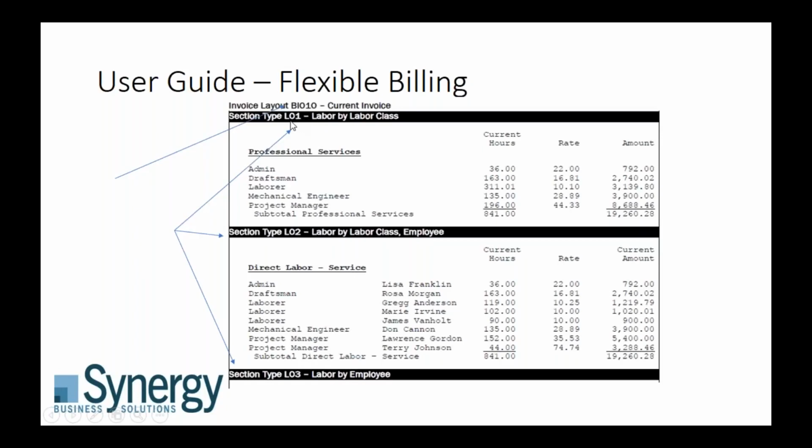If you choose section type LO1, you'll get labor class, hours, rates, and amounts. If you choose section type LO2 for, say, direct labor, you're going to get the labor class, but you're going to see it broken down by employee because it's labor class employee. So we see the employee, the hours, the rate. So even though our values at the end are the same, based on the section type that you choose, you can dramatically change the look of your invoice. And for all of these section formats, there are visual pictures in the user guide that show you what each of these section types will result in.